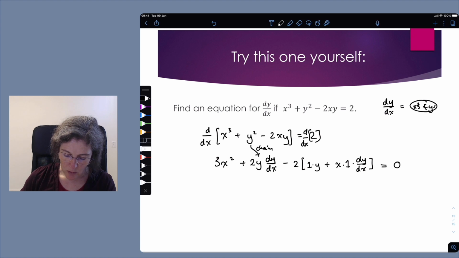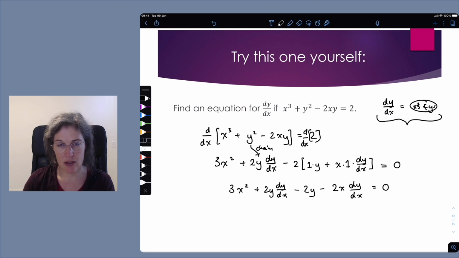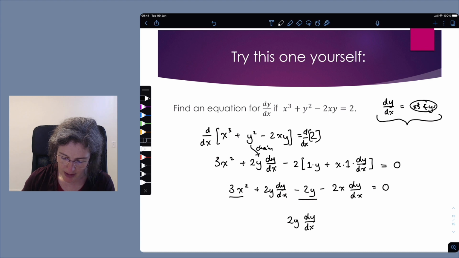Sure, okay. So let's just multiply this all out and see what we've got. We've got 3x squared plus 2y dy by dx minus 2y minus 2x dy by dx equals 0. And we want to end up in a form like so, where we just have our dy by dx on one side and the x's and y's on the other. So we need to do a little bit of tidying up. All right, so I'm going to take my 3x squared and my minus 2y over to the right-hand side. So I've got 2y dy by dx minus 2x dy by dx is equal to 2y minus 3x squared.